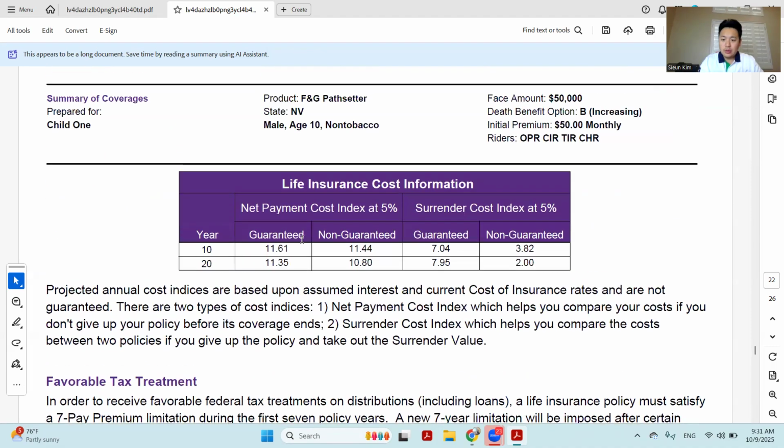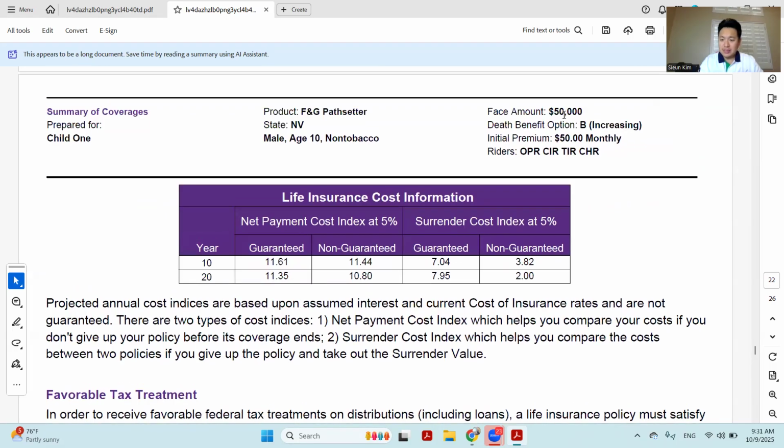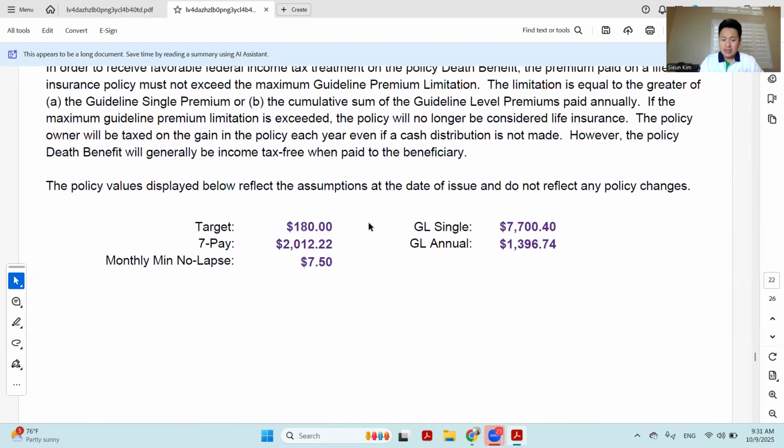And I'll tell you why also I don't like this option B sometimes with the max accumulation. Because if I set it up this way, look at the 7 pay. It's $2,012 a year. So that means, you remember I told you about MEC? MEC is modified endowment contract, and the government puts a ceiling on how much money you can put in every year for the first 7 years. So you can only put $2,000 a year as the max amount in the first 7 years.